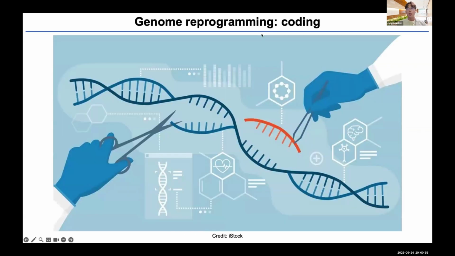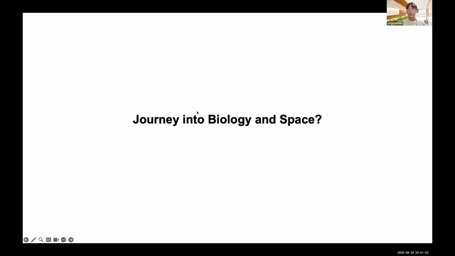And in the opposite way, there are genome reprogramming tools based on multi-omic understanding. We can now rewrite biology. For example, we can remove the disease-causing sequence from the DNA, or replace it with a healthy one, or we can use those tools to validate some of the ideas. So let me introduce my journey into biology and space based on these tools.